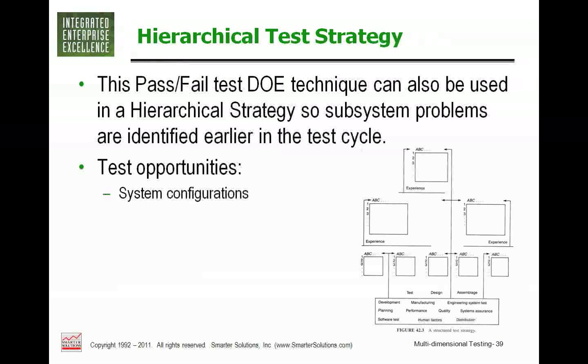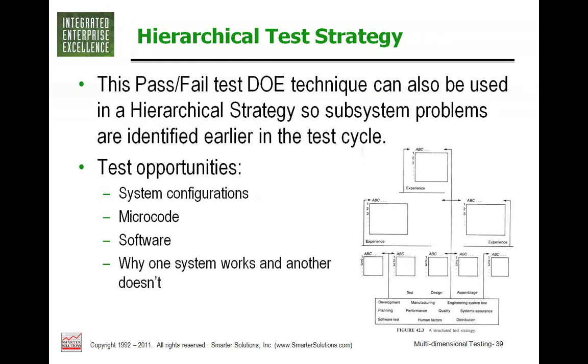So the opportunities that you have are for system configurations, for microcode testing, for software, and also even why does one system work and another system doesn't work. So now you can start interchanging parts or various components of these 2 different systems, and that can help you figure out what the particular problem is that you're experiencing. And also intermittent failure diagnosis. So all of a sudden we've got something that doesn't fail reliably. You might be able to start switching things around and figure out what causes a particular problem. Because one of the biggest problems that you have in the computer industry is no trouble found.